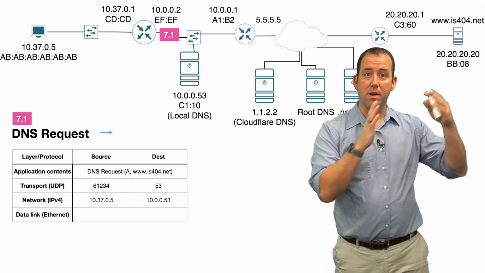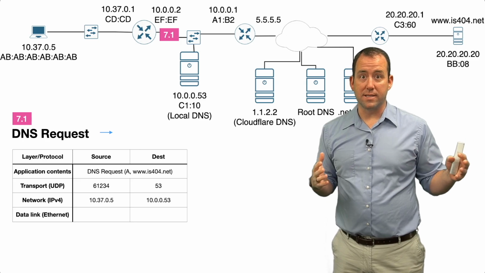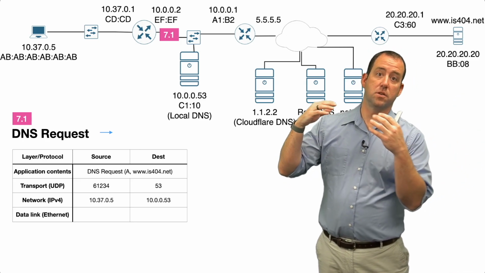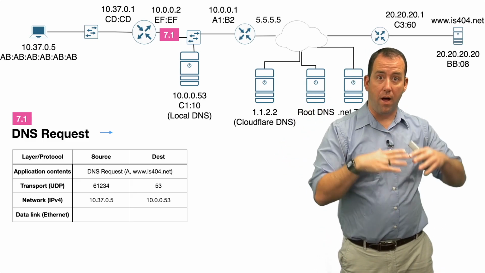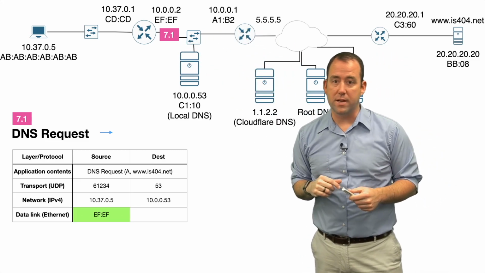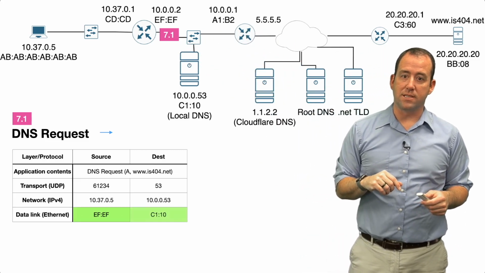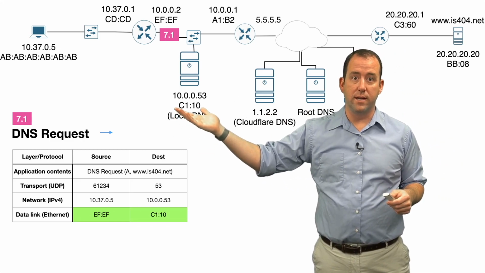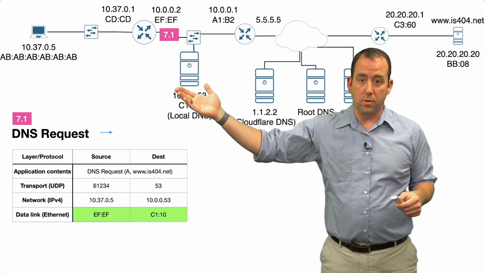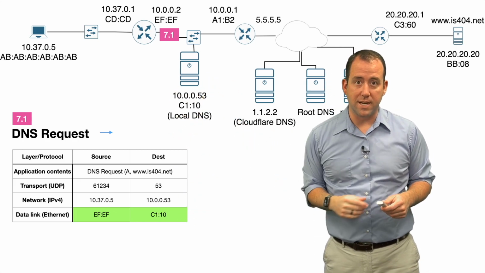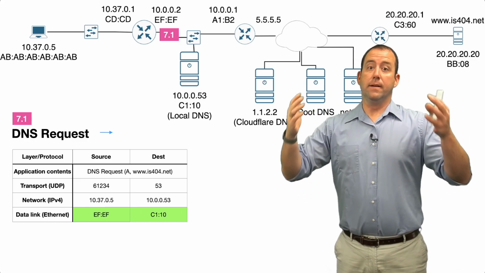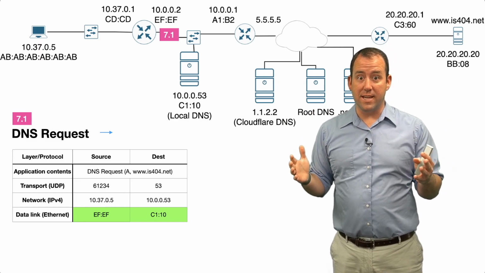Because at every hop, those MAC addresses need to get replaced. At every single hop, the MAC address gets replaced with the new MAC address associated with whatever is sending it, whatever in the next hop is receiving it. And so we have a new source MAC address of EFEF, and a new destination MAC address of now C1:10, which is the MAC address of our local DNS server. So now our DNS server has received the DNS request. It's a lot of work. It's a lot of things that go into making this work.